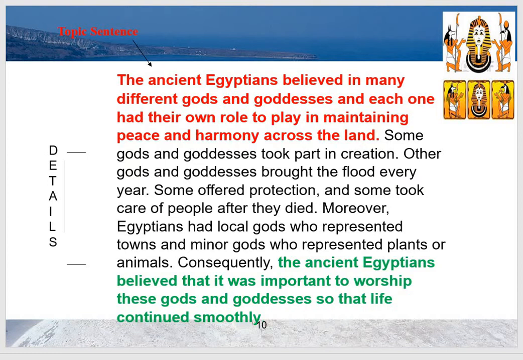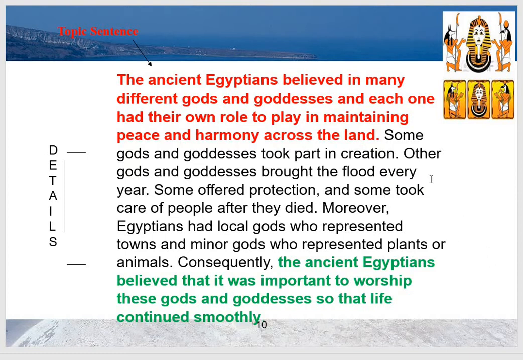A red colored sentence is the topic sentence. The ancient Egyptians believed in many different gods and goddesses, and each one had their own role to play in maintaining peace and harmony across the land. So Egyptian gods and goddesses will be discussed, and their roles. Now, the supporting details.